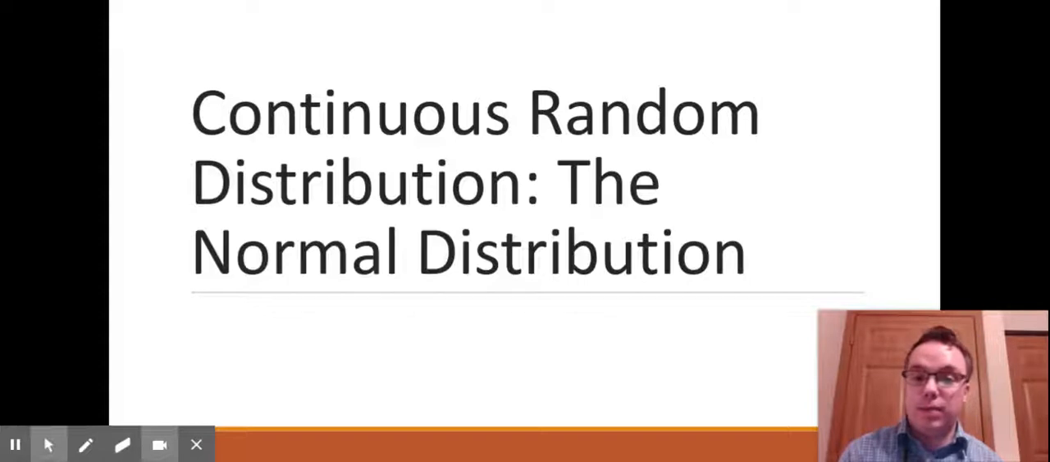Before we had spring break, we talked about discrete random distributions, including the binomial distribution. So now we're going to move on to continuous random distributions. We're going to talk about variables that can be decimals that go on forever. And the one distribution we're going to be talking about for continuous is the normal distribution.